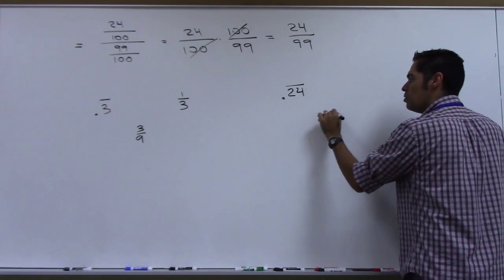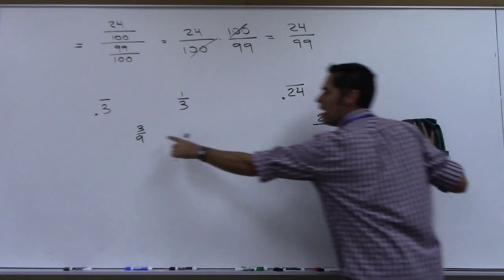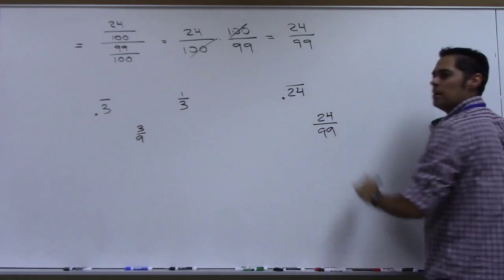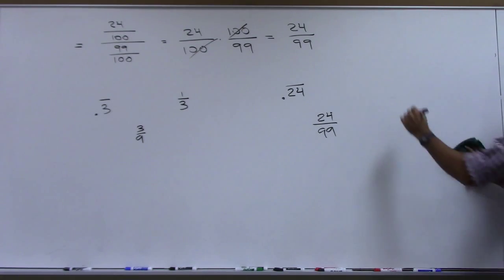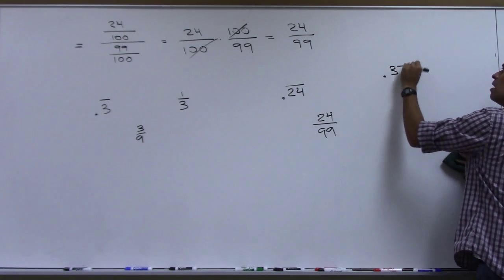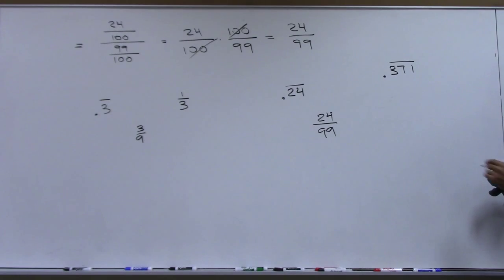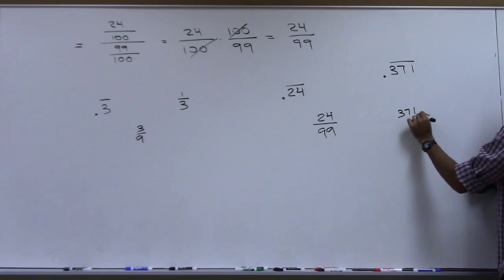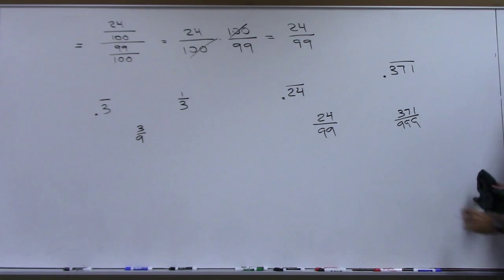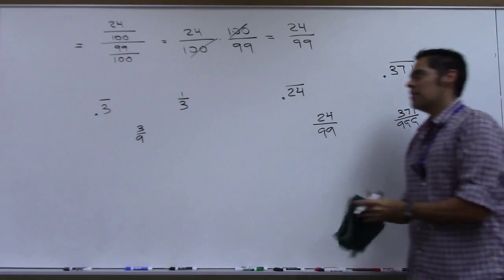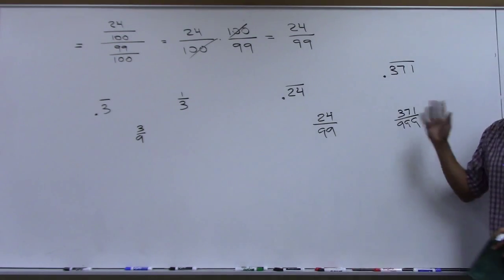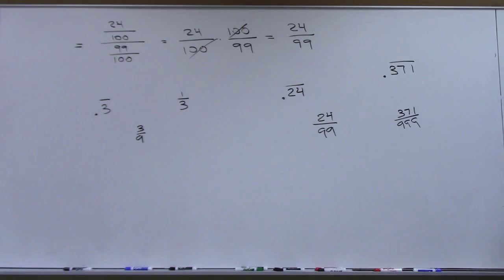Okay, so take 0.244, and then take that 24, and instead of putting it over 9, put it over 99. And you get 0.242424. So if you want to do 0.371, 3 of them forever, type into your calculator 371 over 999 and you would get the same thing. Now, this is just to show you there's a format, a pattern to it.